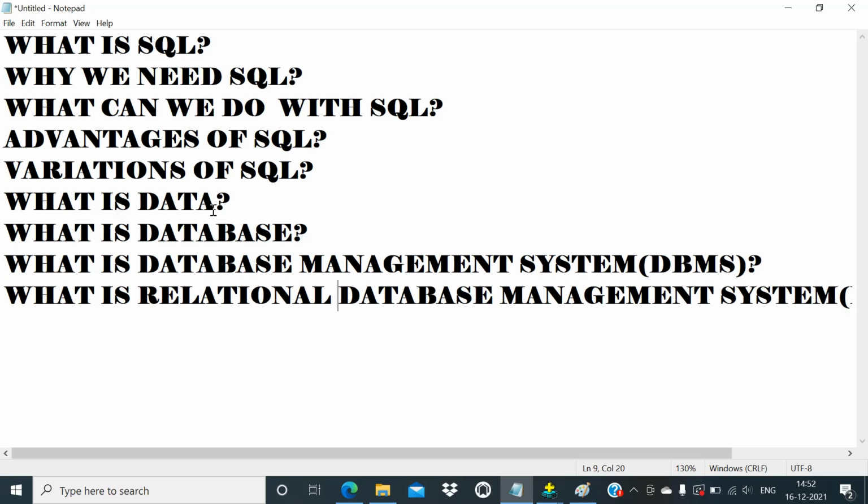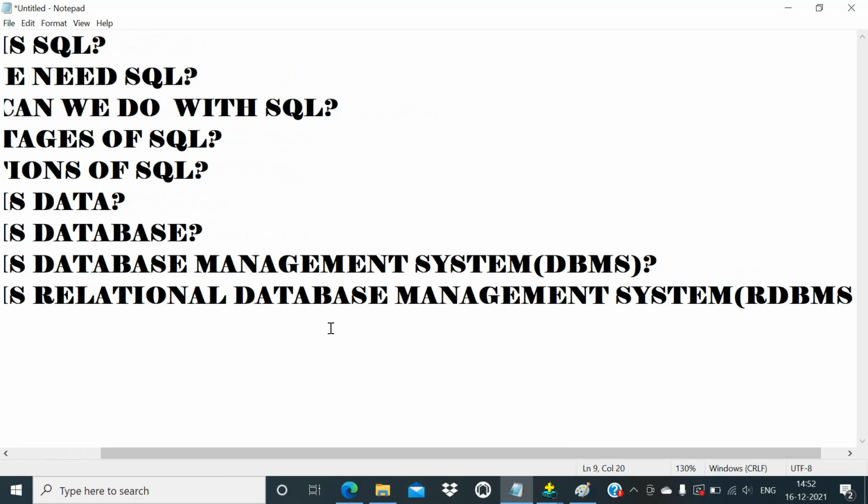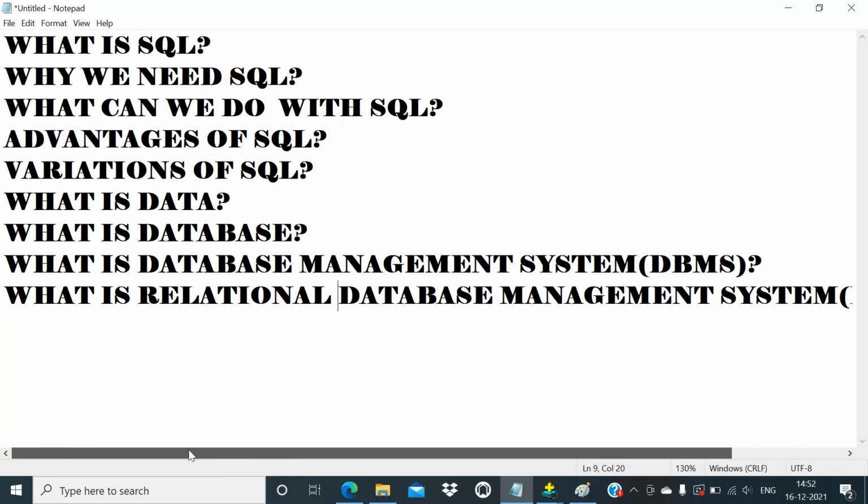So data is a raw fact which describes the properties of an entity. Database is a place or medium where data will be stored in systematic and organized manner. Database management system is a software which is used to manage the database. Here we use query language to communicate with DBMS and relational database management system. So here we use structured query language. The type of software which follows the concept of relational model is called relational database management system.